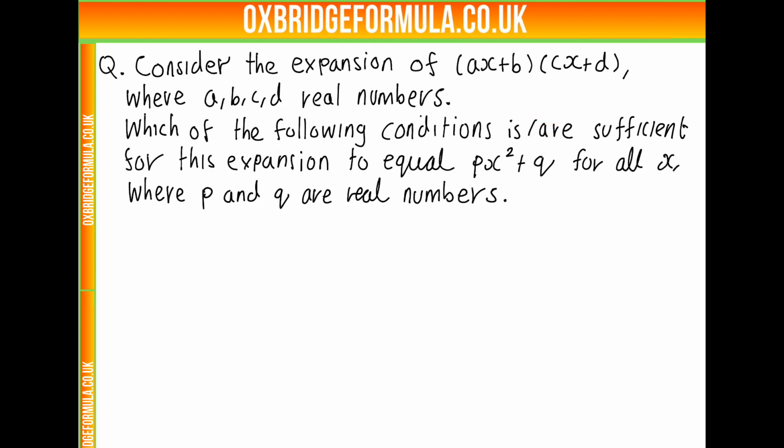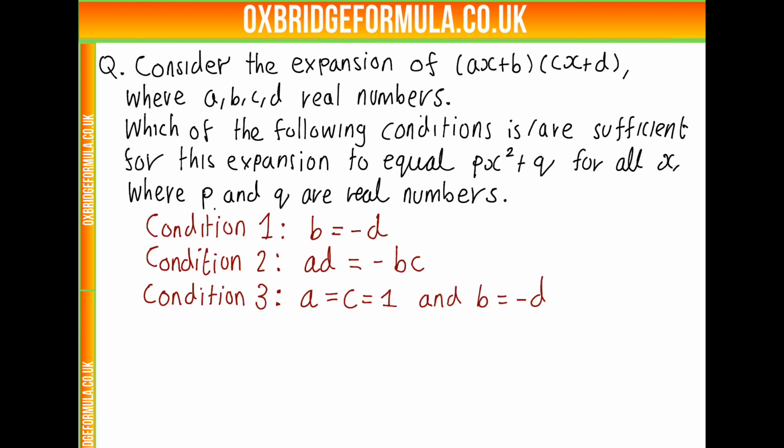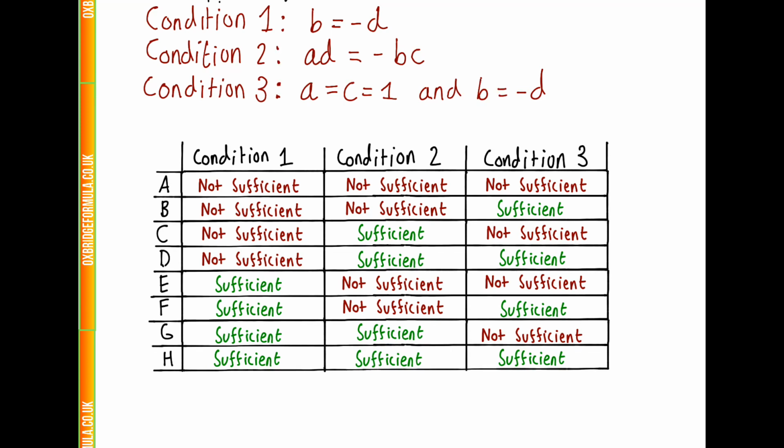is/are sufficient for the expansion of this to equal px squared plus q for all x, where p and q are some real numbers. We're given three possible conditions. Condition 1, b equals minus d. Condition 2, ad equals minus bc. And condition 3, a equals c equals 1 and b equals minus d. And we're given a list of possible combinations for answers for if conditions 1, 2, 3 are sufficient, listed from A to H, from A being none of them are sufficient to H being all of them are sufficient.